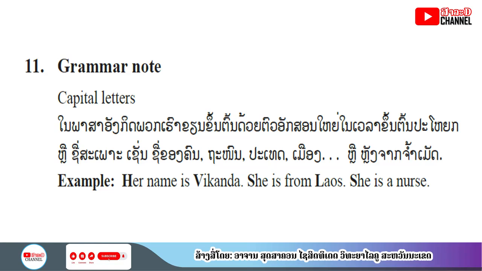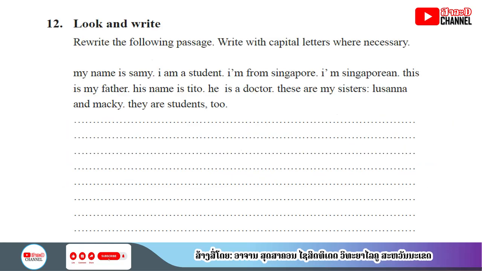Exercise 11. Grammar note. Capital letters. In English, we use capital letters when we start sentences or specific names such as names of people, roads, countries, districts, or after a comma. Example. Her name is Vikander. She is from Laos. She is a nurse. Exercise 12. Look and write. Rewrite the following passage. Write with capital letters where necessary.